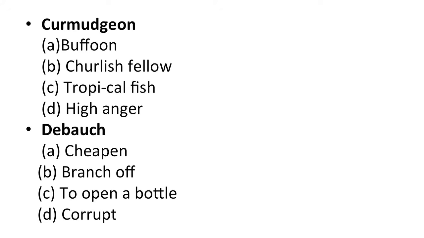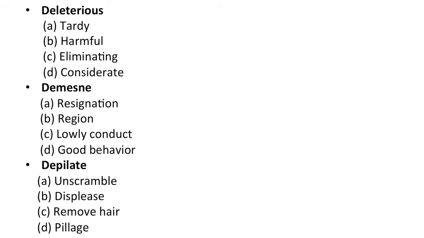Curmudgeon: buffoon, churlish fellow, tropical fish, or high anger. Debauch: A, cheapen, B, branch off, C, to open a bottle, D, corrupt. Next, deleterious: A, tardy, B, harmful, C, eliminating, D, considerate. Next, demesne, okay, S is silent of course. So, demesne: resignation, region, lowly conduct, good behavior. Demesne, I repeat: resignation, region, lowly conduct, good behavior.